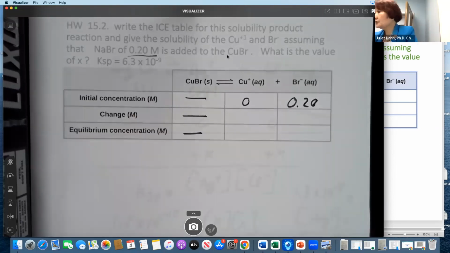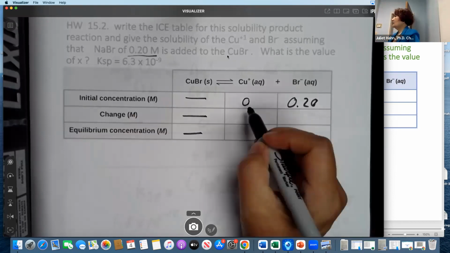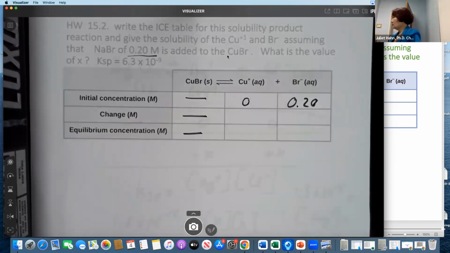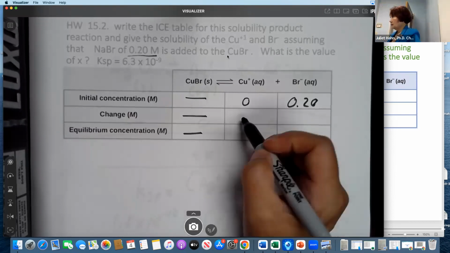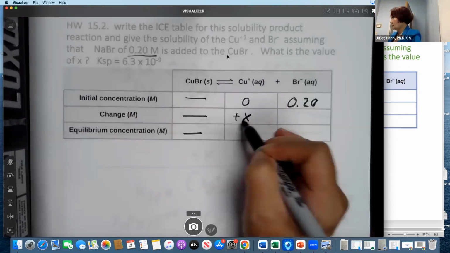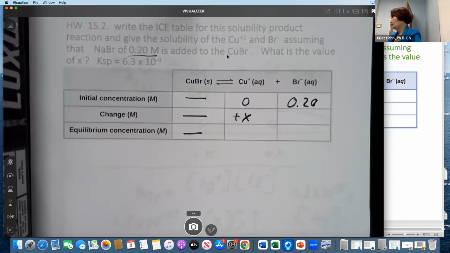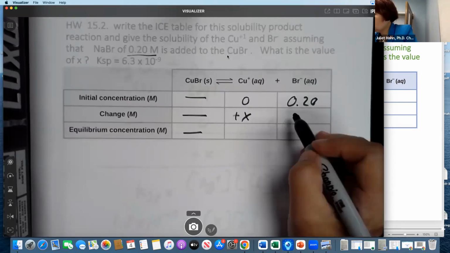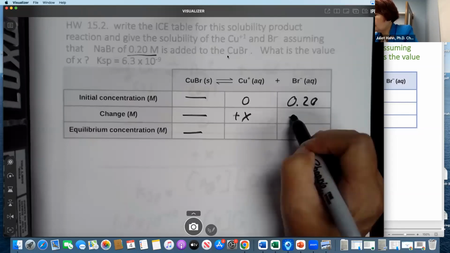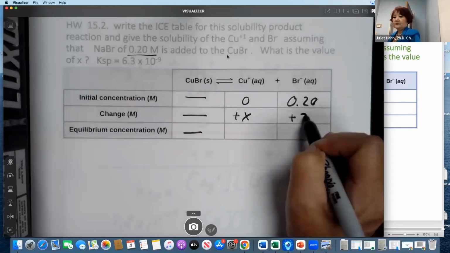So you're not gonna subtract an x from 0, because then you'd end up with negative x. So you're gonna have to add x to the copper. You're dissociating copper bromide, so you're gonna form some copper ions. And then you're gonna say the change for the bromide is also plus x.